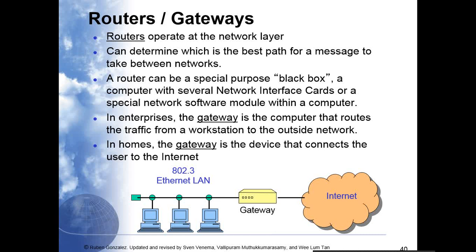A router can be a special purpose black box or a computer with several network interface cards or a special network software module within a computer. So it can be lots of different things. It might be a box like you've got at home or maybe something else. In enterprises, the gateway is the computer that routes the traffic from a workstation to the outside network. So you have one machine typically set up that says, okay, I'm taking all the networking stuff that needs to go outside and it'll go through me and I know what to do with that. In homes, the gateway is the device that connects the user to the internet.